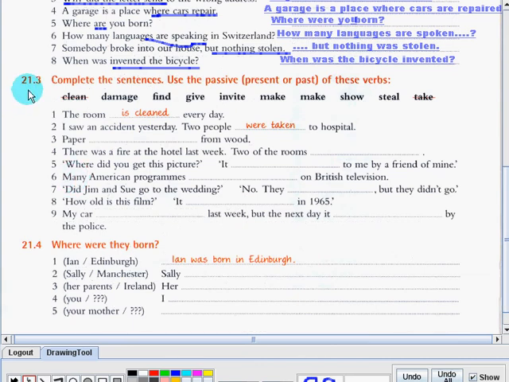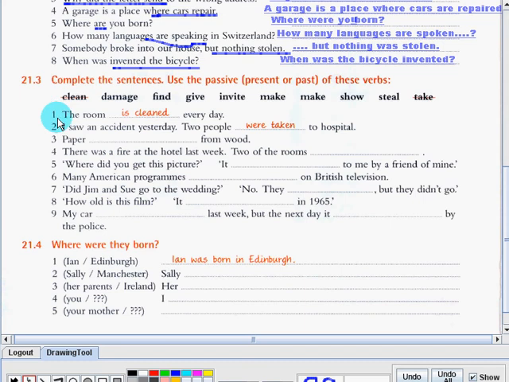Okay, now let's have exercise 21.3. Now what you have to do here is to complete the sentences. Use the passive, present or past of these verbs we have here. So you have to find out the right passive form of these verbs. Okay? Now let's have example. Number 1 and 2, let's read it.